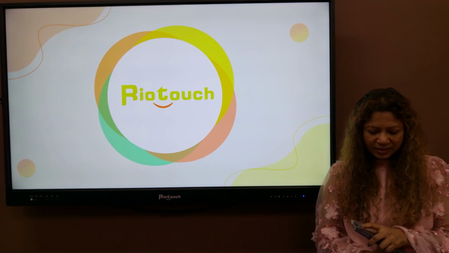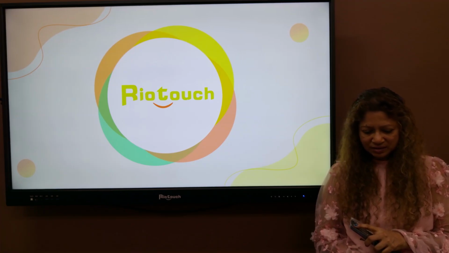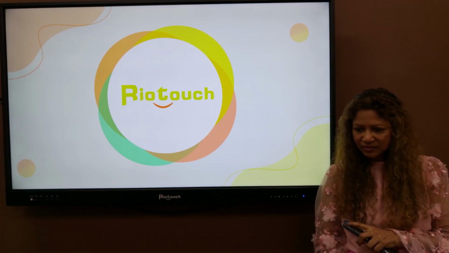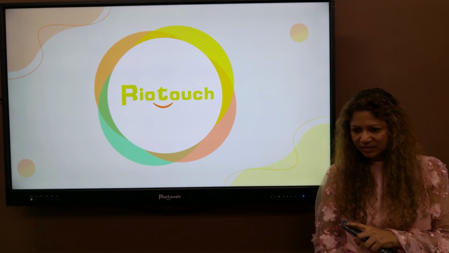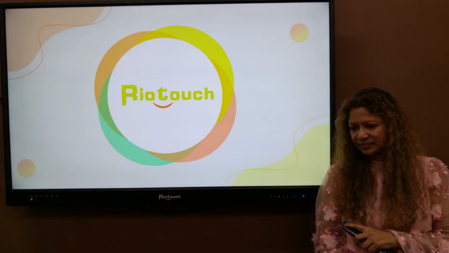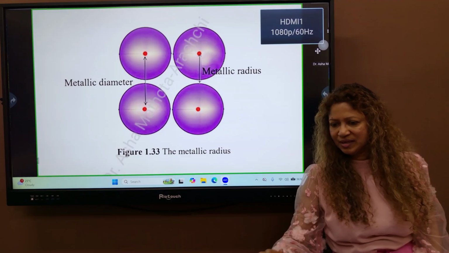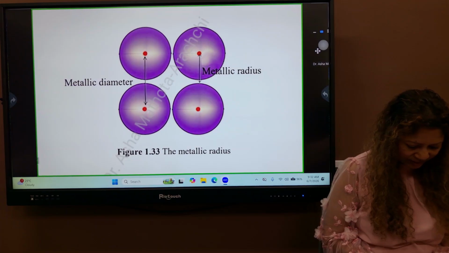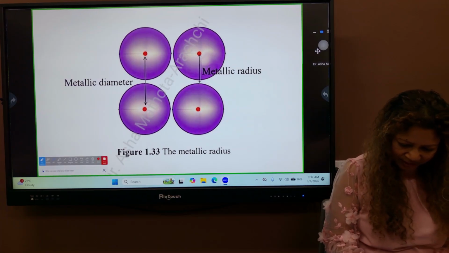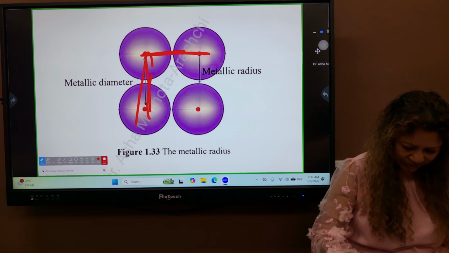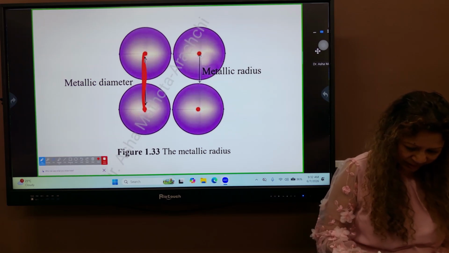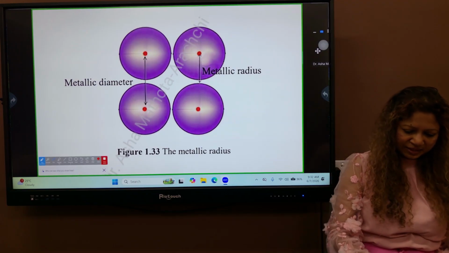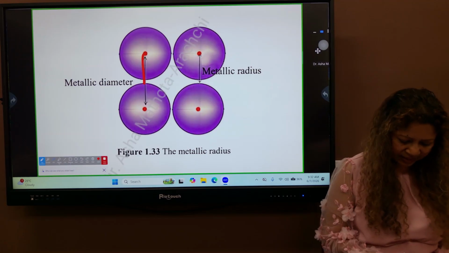You know that metals have more atoms. So on this diagram, they were showing 4 different atoms. Any of these 2 atoms, you can get the same distance, either here or here. Here is the total distance, and this is half of that. This is the metallic diameter and this is the metallic radius.